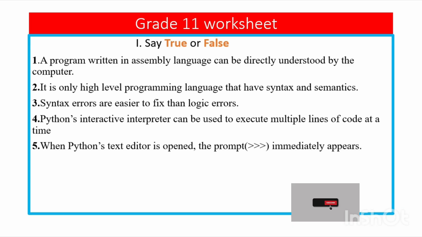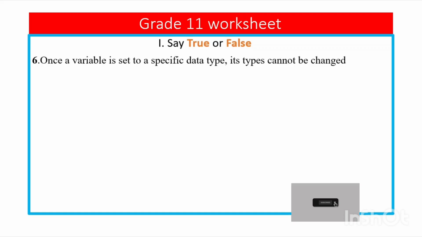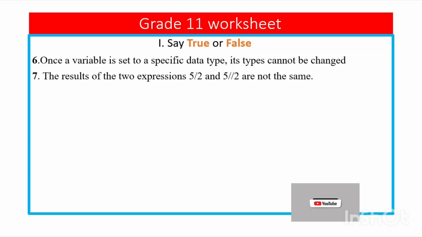Question number 5. When Python's text editor is opened, the prompt immediately appears. Question number 6. Once a variable is set to a specific data type, its type cannot be changed. Question number 7. The results of the two expressions 5 / 2 and 5 // 2 are not the same.